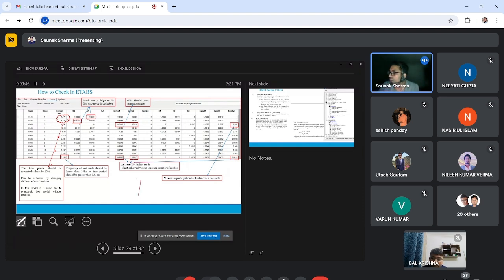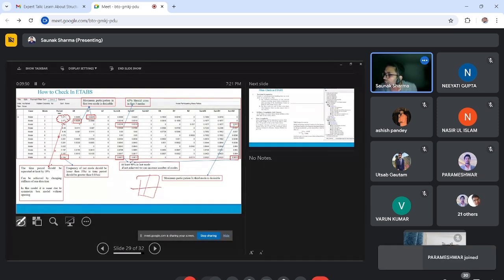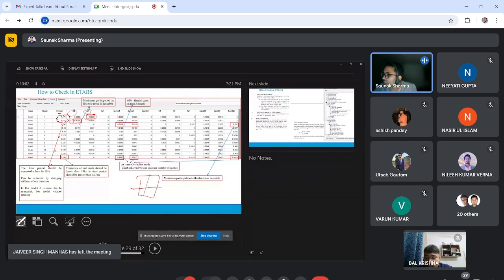So it was pretty symmetric, so we are getting higher values. It might be lesser also sometimes. We are getting a pretty good result here. So the first two modes are in the UX and UY directions. The first mode is deflecting in the Y direction. The second mode is deflecting in the X direction.